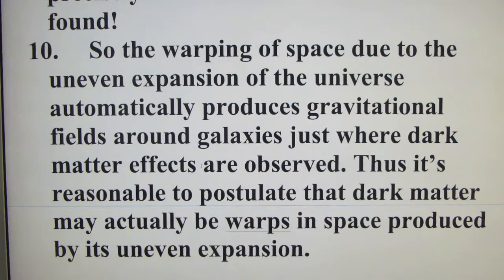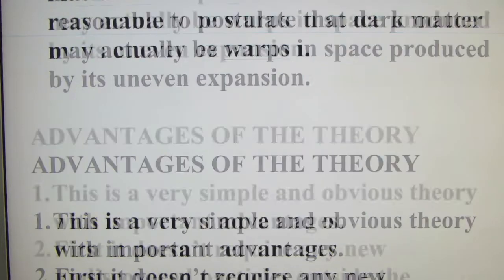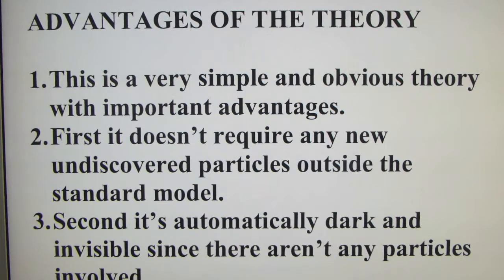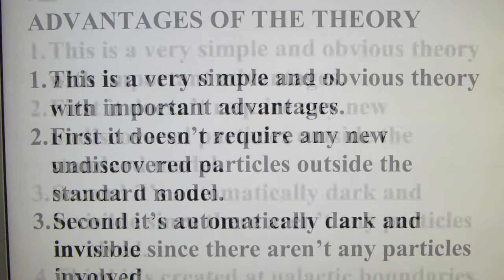So the warping of space due to the uneven expansion of the universe automatically produces gravitational fields around galaxies just where dark matter effects are observed. Thus it's reasonable to postulate that dark matter may actually be these warps in space produced by its uneven expansion. There are many advantages to this theory. This is a very simple and obvious theory with important advantages.